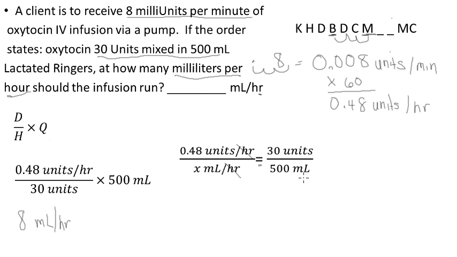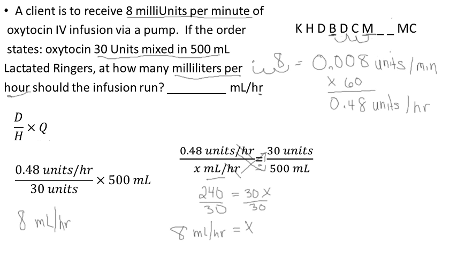So I have 30 units on the top, 500 milliliters in the denominator. I cross multiply, so 0.48 times 500 gives me 240. Cross multiply the other way equals 30x, and then I divide by 30 on both sides of my equation, and I get x equals 8. Looking back in my proportion, I see my label on that is milliliters per hour.